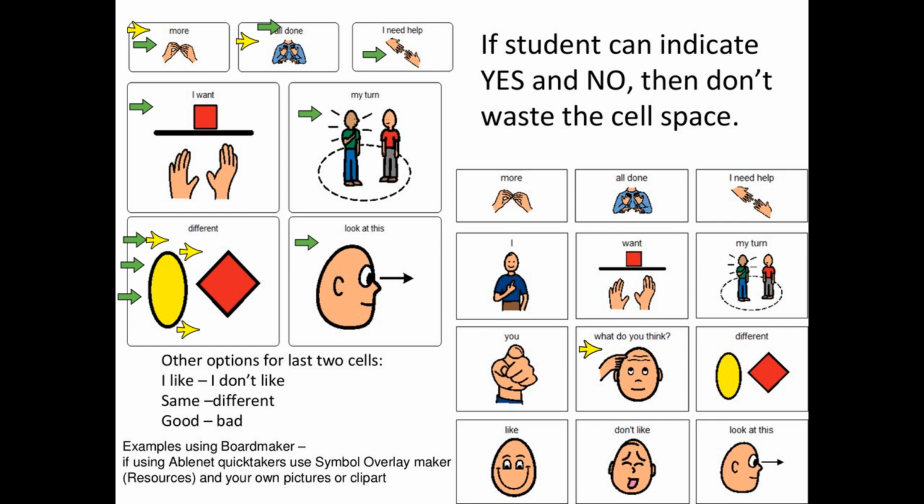Here on the right, you can see that that's just more options. So it's bringing in a few more language words, such as like and don't like. I do think it's very powerful to give our students the ability to comment. And up here again, I wrote, if a student can indicate yes and no, then don't waste the space on the cell putting the yes and no. Only put things on there that they can't communicate in another way.